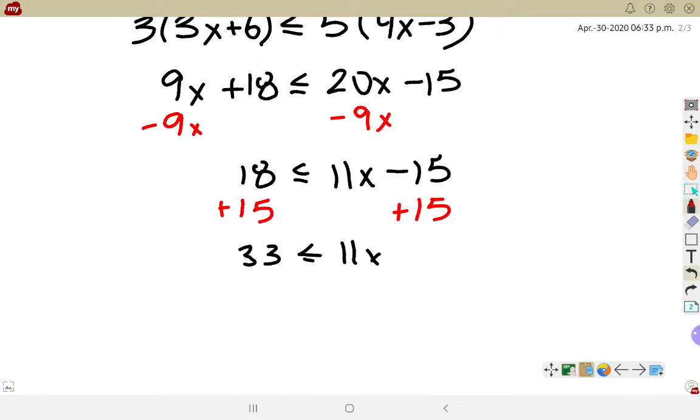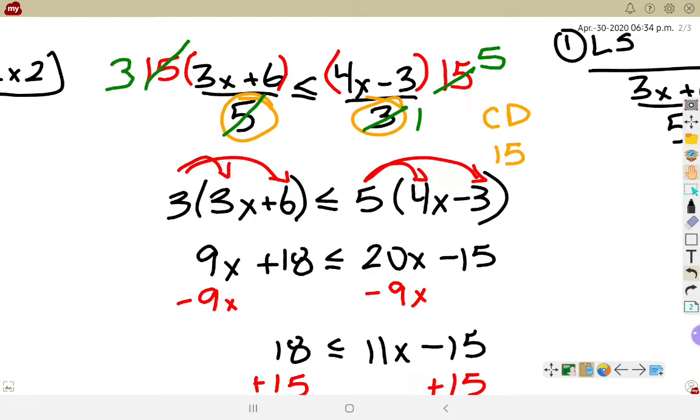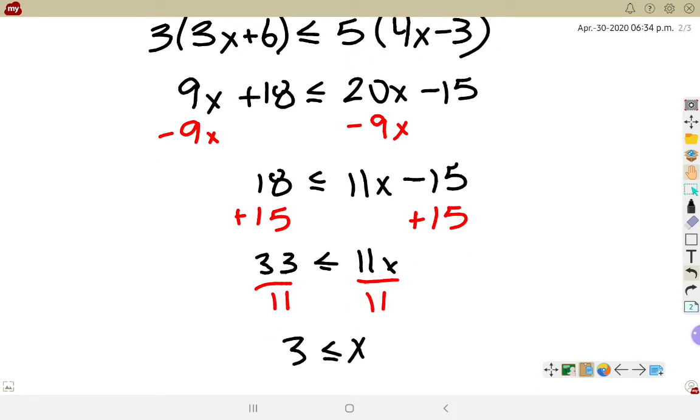Okay, so now I'm going to divide both sides by the 11, and we get 3 is less than or equal to x. Alright, so we got rid of the fractions by using that common denominator, and then all we had was integers. We used the distributive property, pushed all the variables onto one side, removed the constant, and divided by the coefficient.